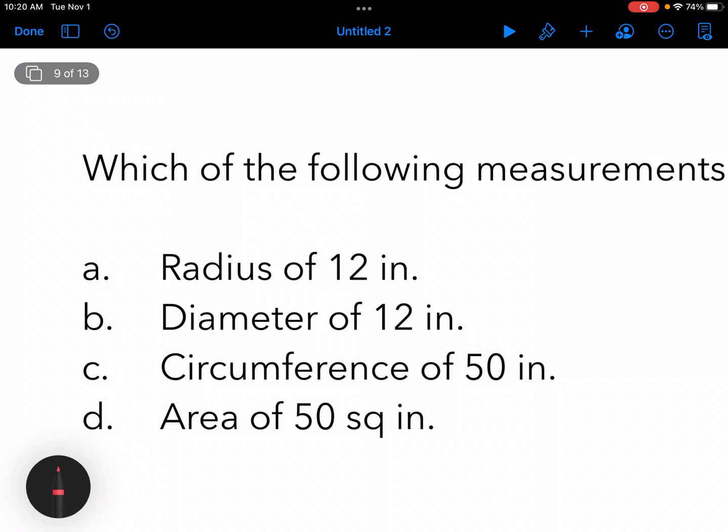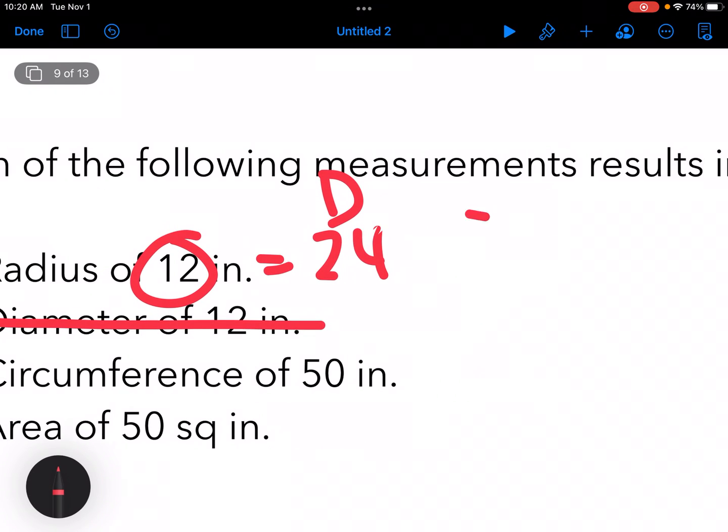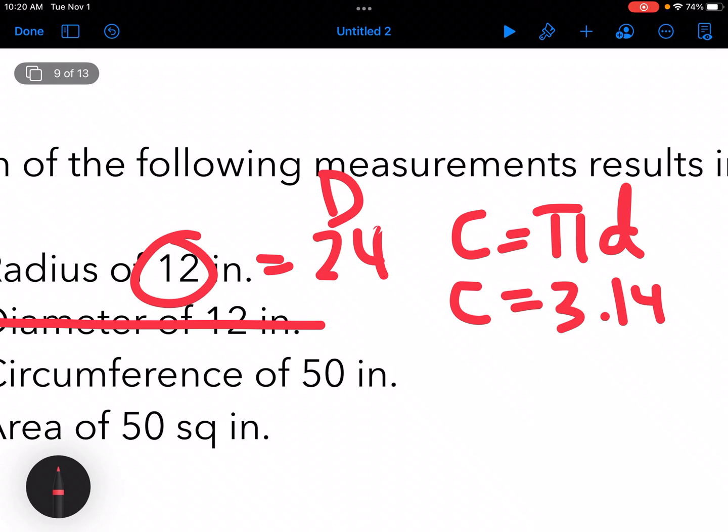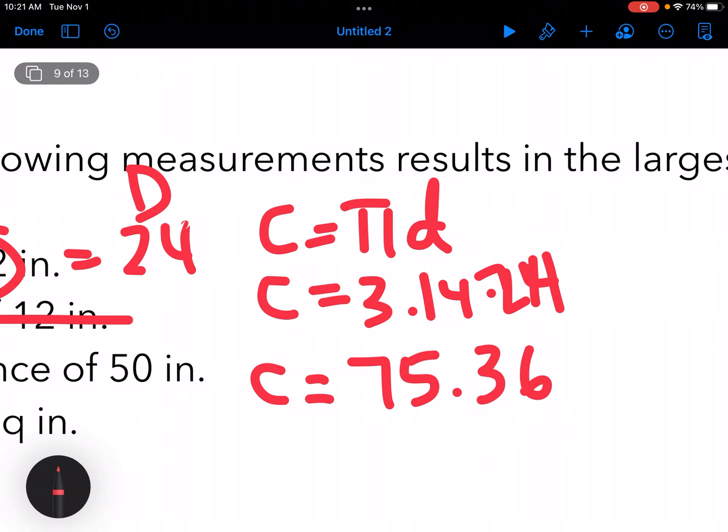So I know if the radius is 12, the diameter is going to be 24. Well, then that's definitely bigger than that one, right? Because if the diameter is only 12, that's not going to be as big. So C equals pi d. So C equals 3.14 times 24. So let's see how big this circle is. 3.14 times 24. I get C equals 75.36.